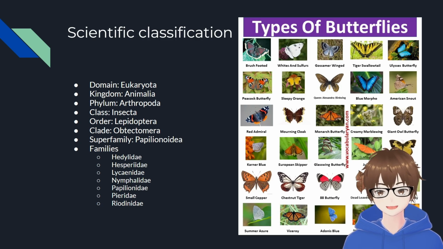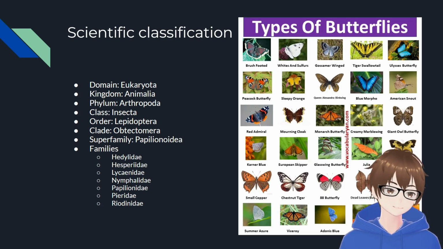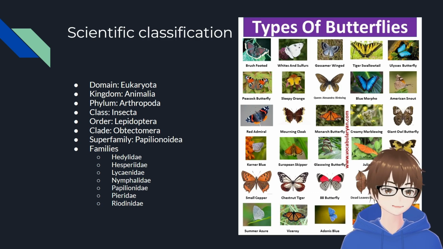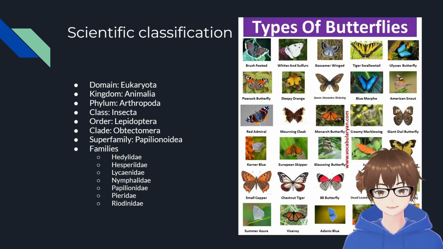So, scientific classification. We're going to try to go over this. They're from the domain Eukaryota, kingdom Animalia, phylum Arthropoda, class Insecta, insects, order Lepidoptera, clade Ditrysia, superfamily Papilionoidea, and then families, there are quite a few different families here. And then as you can see behind me, I do have a picture of different types of butterflies. These, of course, are not every single butterfly in existence, but just a small assortment of them.